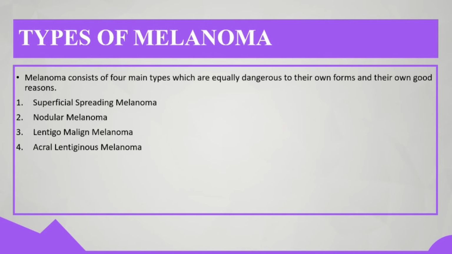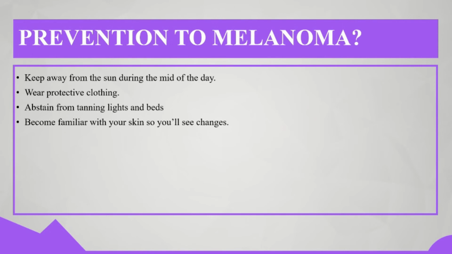The third one is lentigo maligna melanoma. This type of melanoma most often develops in older people. The ratio of this type of melanoma is about 15 to 20%. Finally, the acral lentiginous melanoma. This kind of melanoma usually occurs in people who have dark skin, like Asian and African. The proportion of this type is about 5% of all the melanoma and other kinds of skin cancer. Prevention of melanoma.